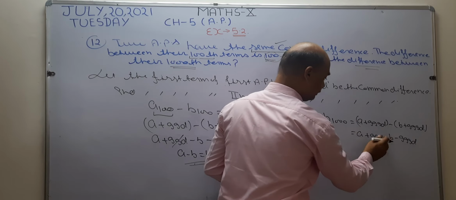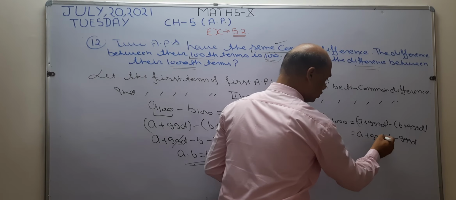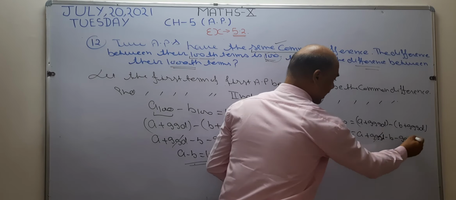Now this is positive and this is negative, so they cancel. What is left? A minus B. From equation 1, A minus B is equal to 100, so instead of A minus B, I can write 100. So the difference between their 1000th terms becomes 100. It means the difference of their 1000th terms is also 100. I hope it is clear.